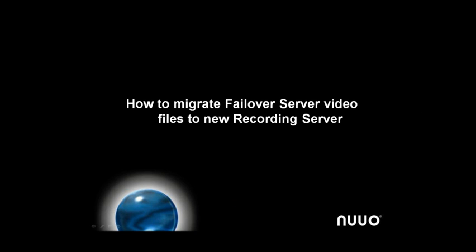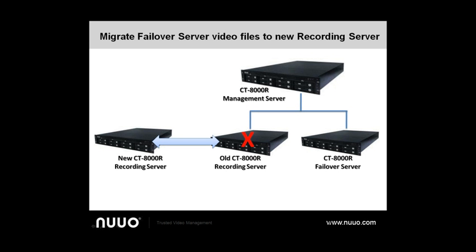Okay, the last topic: I will let you know what to do if you have a failover server and you need to replace the broken recording server. After replacing the recording server, you need to do one more step to migrate the video files storage in the failover server to the new recording server. In this scenario, an out-of-order recording server is represented by the old recording server, and the new recording server is the new one to replace the old recording server.